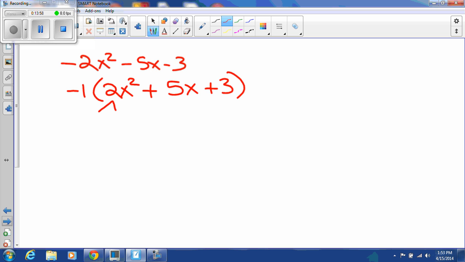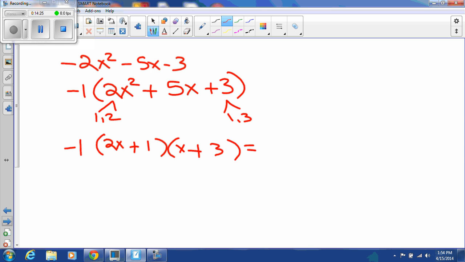Now factors of 2 are 1 and 2. Factors of 3 are 1 and 3. When I start factoring, at every point, I'm going to leave my negative 1 out front. I know this time everything's positive, so my two binomials will be positive. And I'll do 2x plus 1 and x plus 3. Let's see what I've got here.